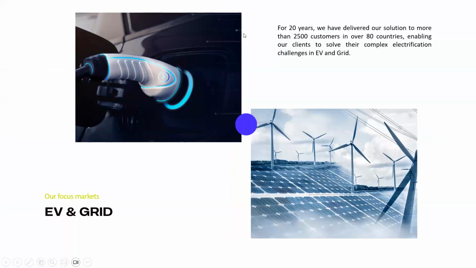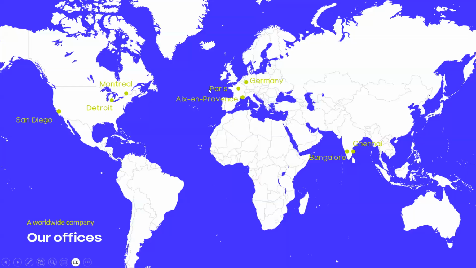Our focus also includes another business unit which deals with EV grid using EMTP software. Till now, over 20 years, we have served more than 2,500 happy customers in over 80 countries. These are our 8 offices: 2 offices in San Diego and Detroit in the US, 1 in Montreal, Canada. In Europe, we have 3 offices, including our headquarters in Paris, and Germany. In India, we are located in Bangalore and Chennai.